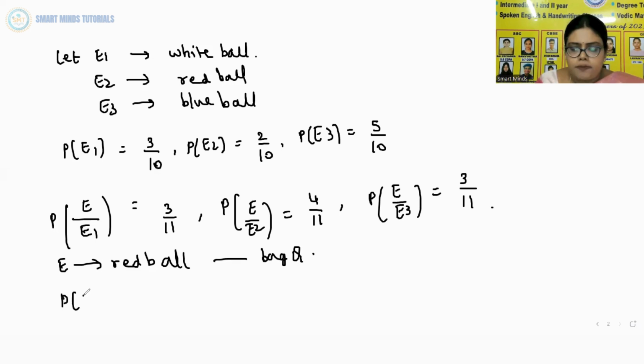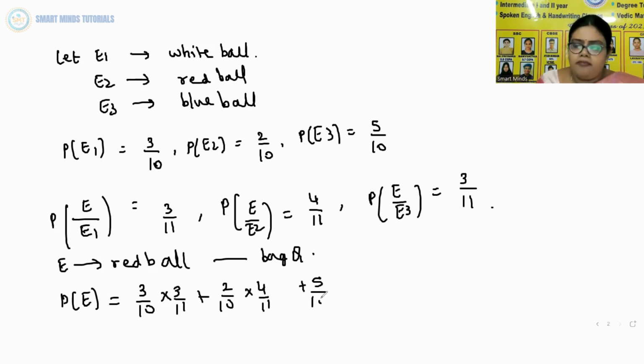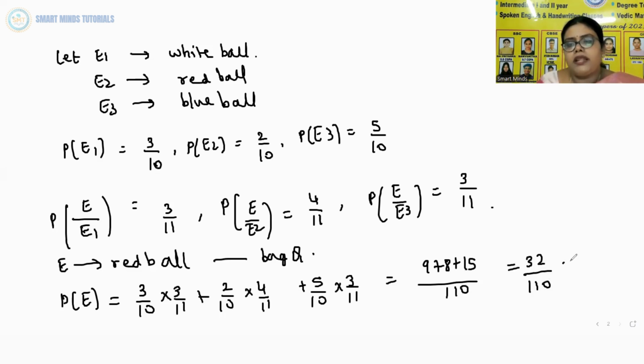So what is P of E? P of E is 3 by 10 into 3 by 11 plus 2 by 10 into 4 by 11 plus 5 by 10 into 3 by 11. That is 9 plus 8 plus 15 by 110. That is 32 by 110, which is equal to 16 by 55. So we have used the concept of total probability here.